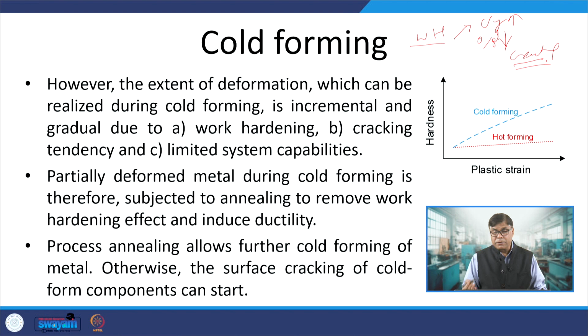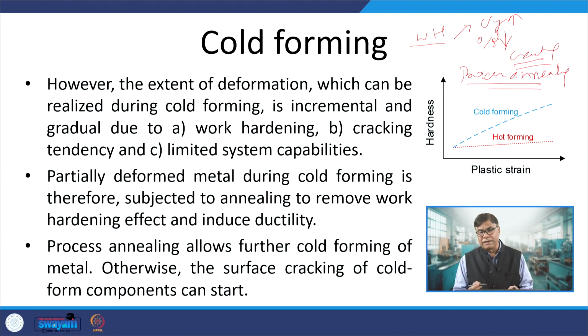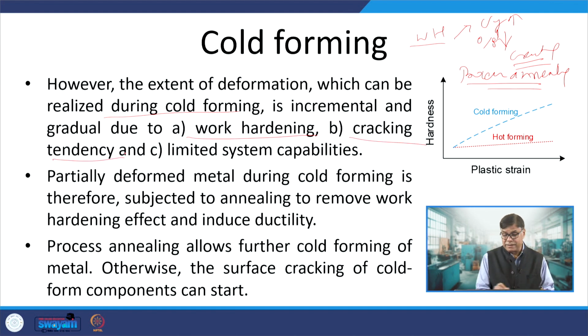It may be required to eliminate the embrittling effect induced by the work hardening, and for that we may have to do process annealing. This process annealing relieves the work hardening effect, or induces ductility for further cold forming. So, the extent of deformation is limited because the yield strength is high and ductility is limited. Limited deformation is possible during cold forming, that is the first thing. And when the metal is subjected to cold forming, it causes work hardening and increased cracking tendency due to the drop in ductility and increase in yield strength.